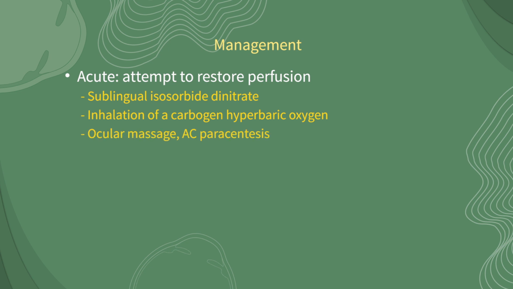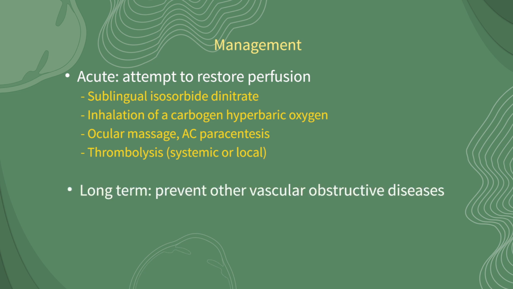Ocular massage and anterior chamber paracentesis can lower the intraocular pressure and dislodge the thrombus or embolus. Systemic or local thrombolysis can also be tried. Besides the acute management, prevention of other vascular obstruction is also very important.